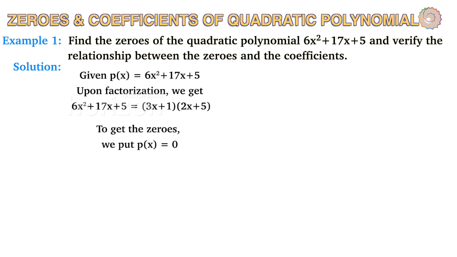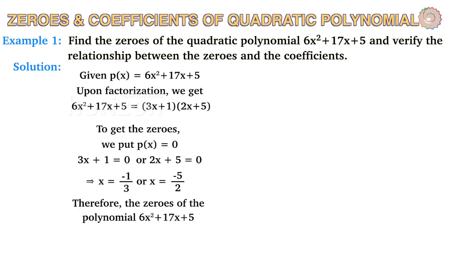To get the zeros, we put p of x equal to 0. So 3x plus 1 equals 0 or 2x plus 5 equals 0, which implies that x equals minus 1 by 3 or x equals minus 5 by 2.